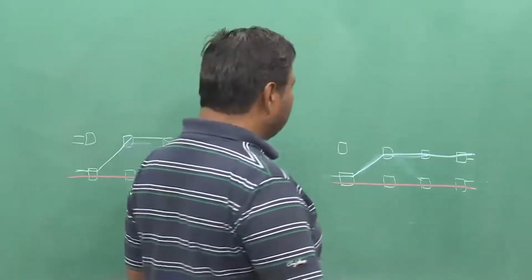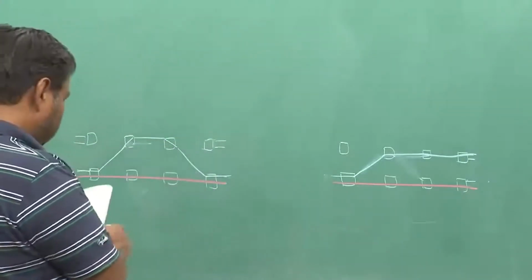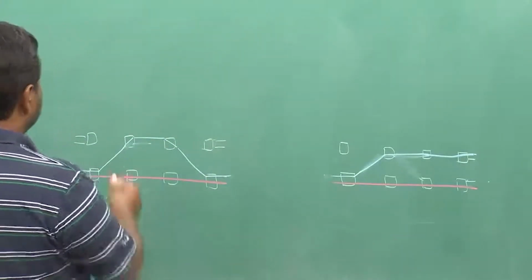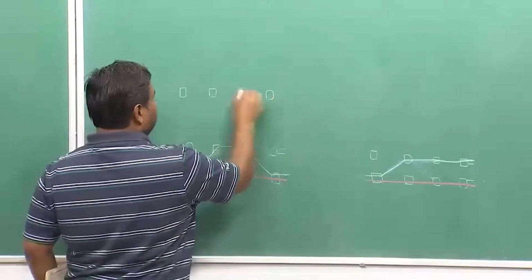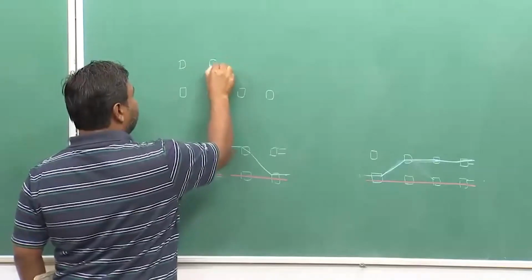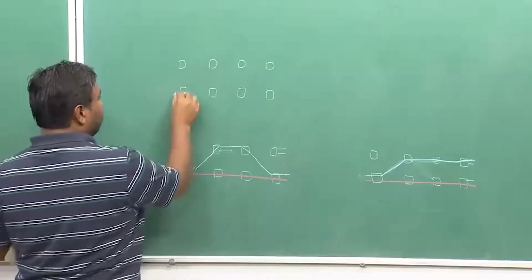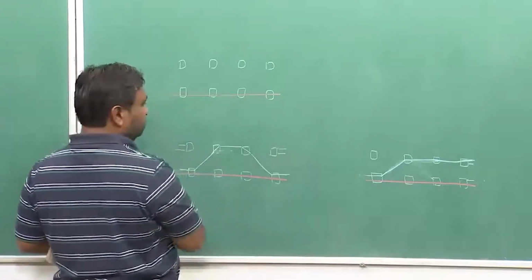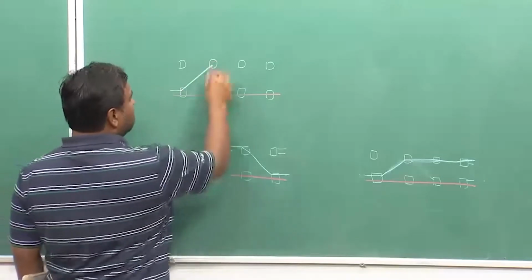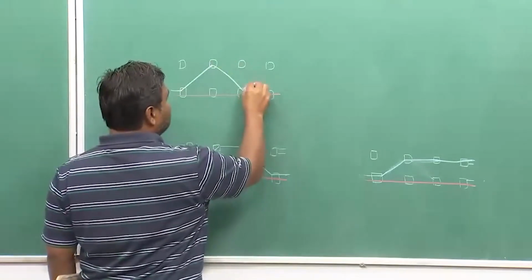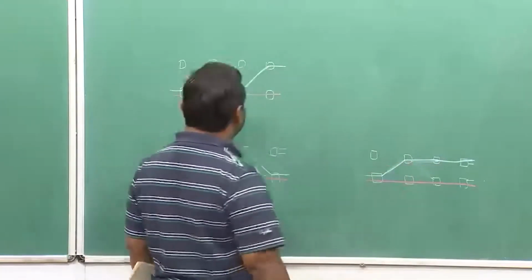What could be the other one? Let us see. We can have the next possibility: it goes up, it goes down, it goes up. Oh, this is the way I can also make the connection from here to here.